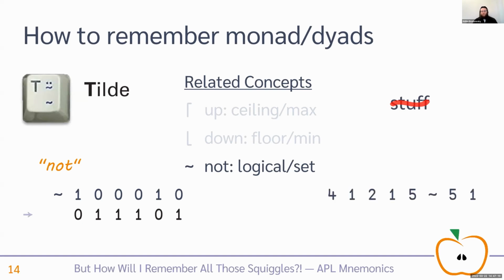The dyadic form comes from set theory. Let's say we have all these numbers on the left, but not the numbers on the right. So then the result are the numbers that remain. The concept here is common. It's a negation of something. But other than that, they're not really related to each other.